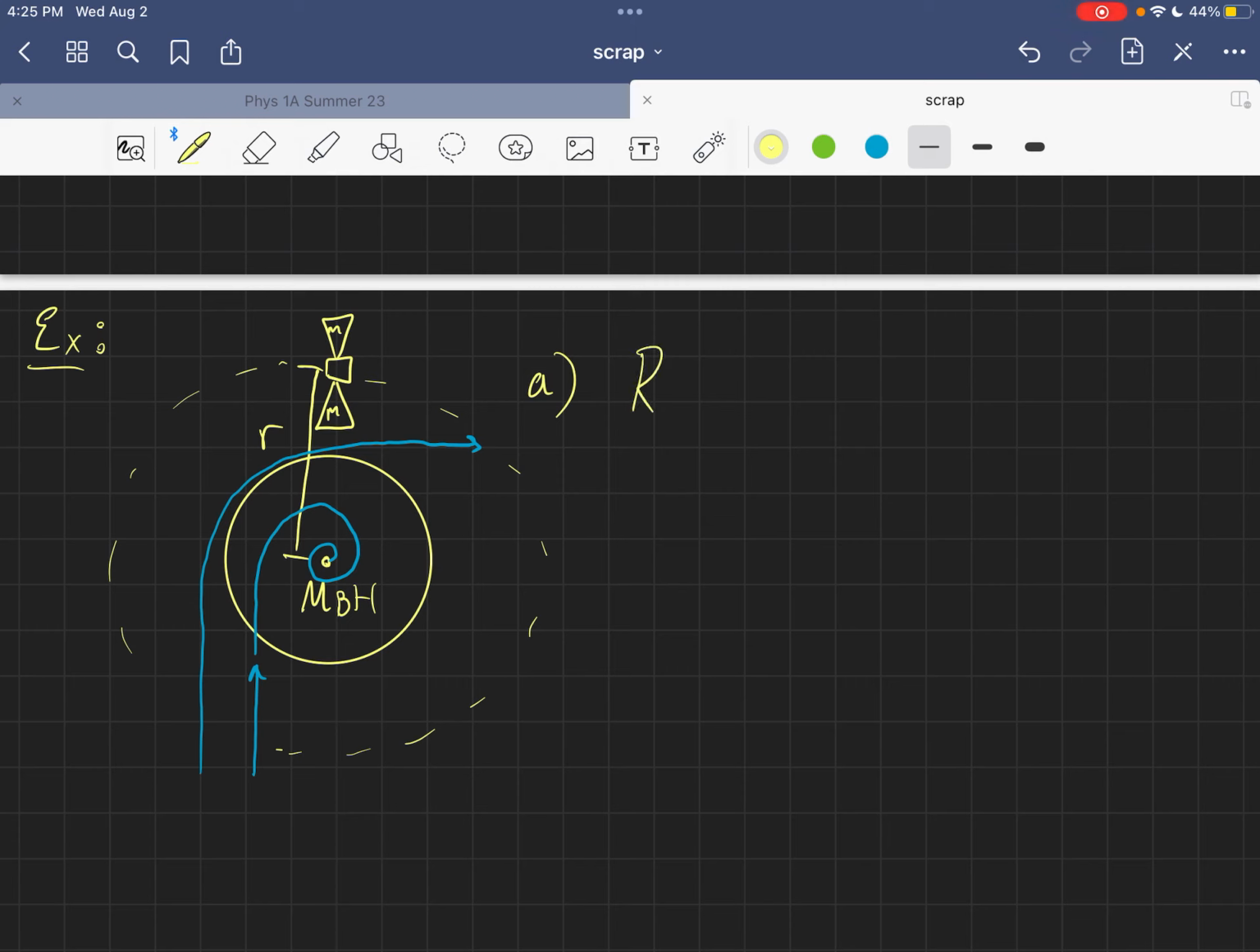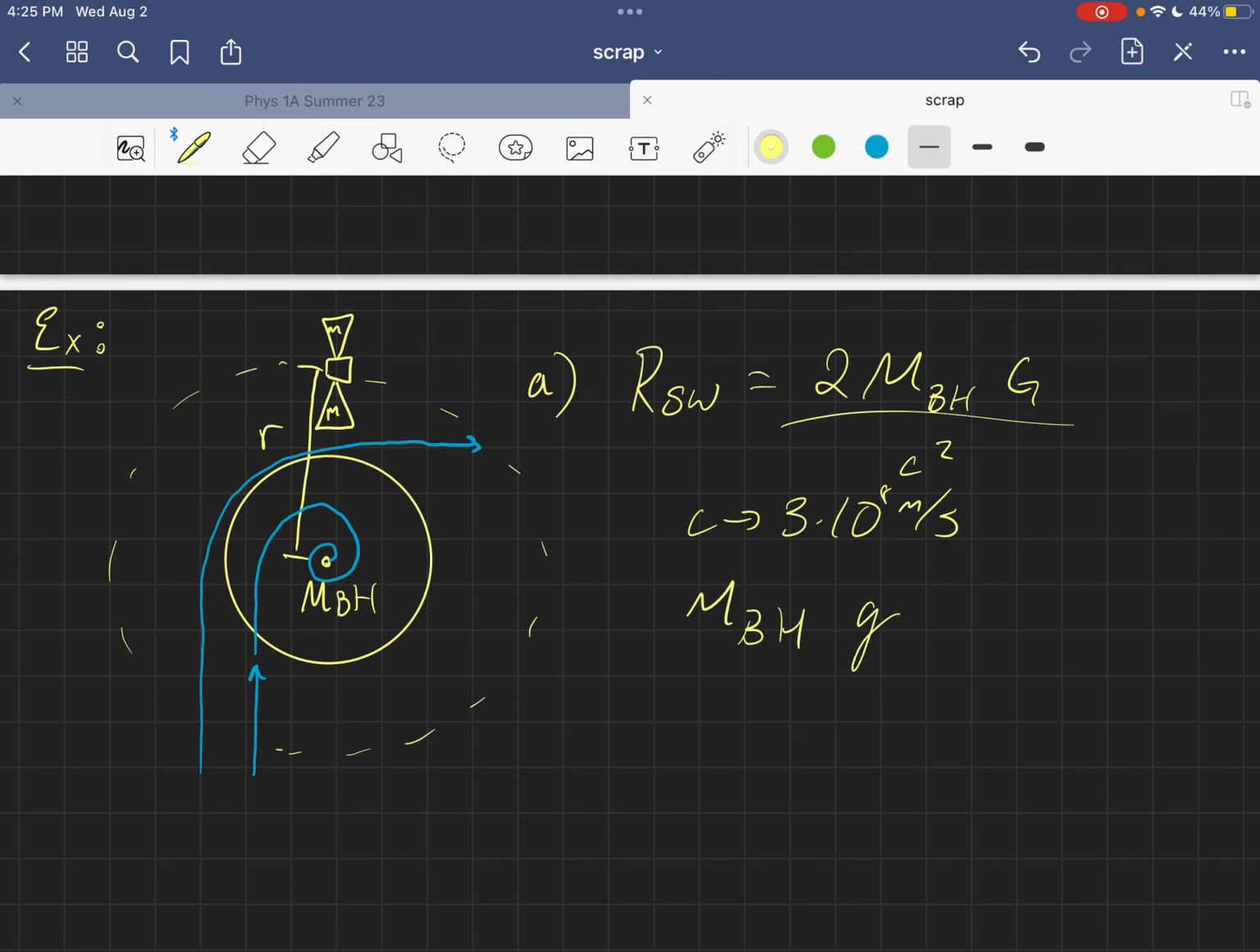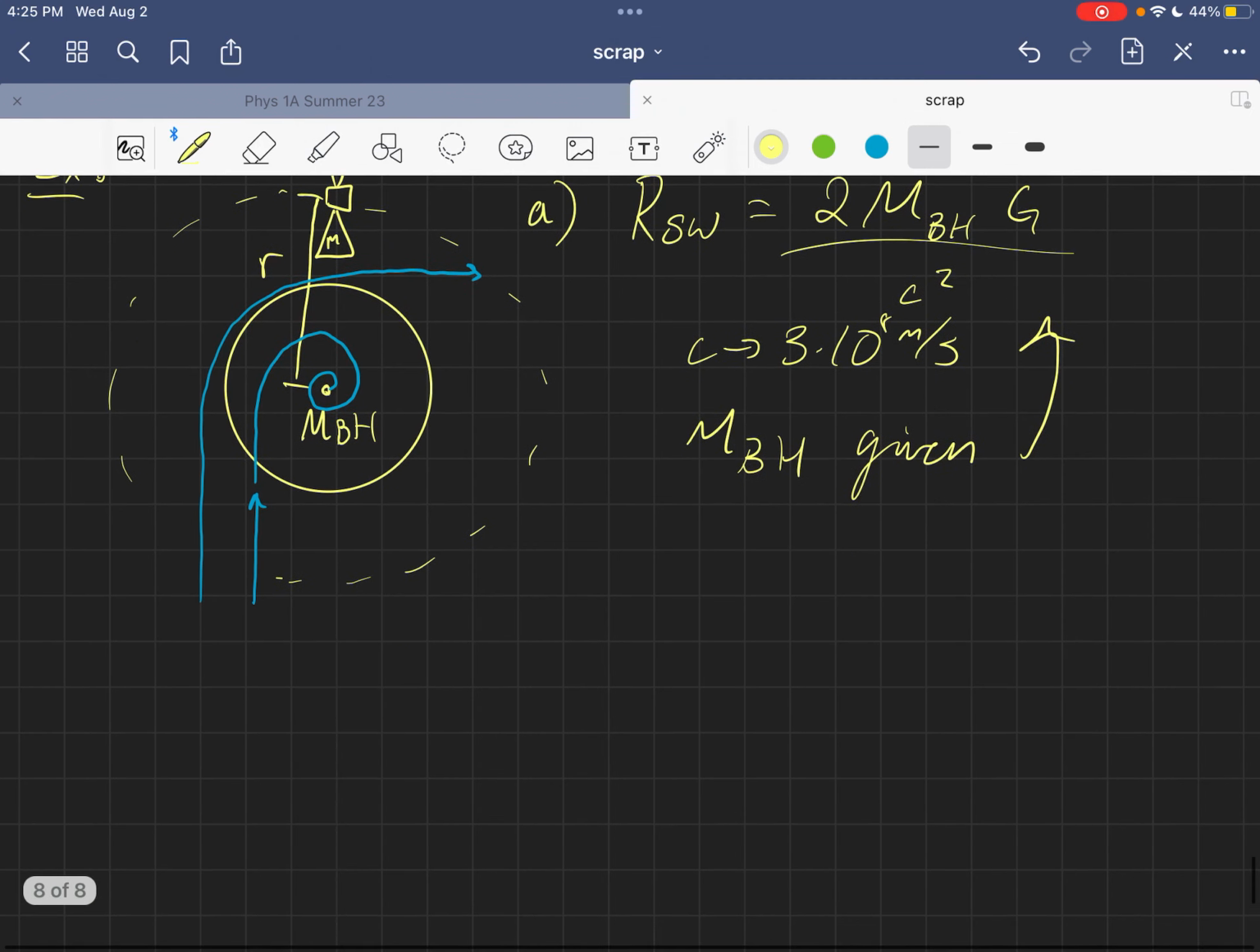And the equation's in your book, but it is 2 times the mass of the black hole times the gravitational constant divided by c squared. And you'd use 3 times 10 to the 8th meters per second, which is the speed of light, so that's c. And the mass of the black hole is given in the problem. So you only need to plug those in, and then you can get the radius of the black hole in meters. And you can convert that to stellar radii or kilometers, whatever you want to do.